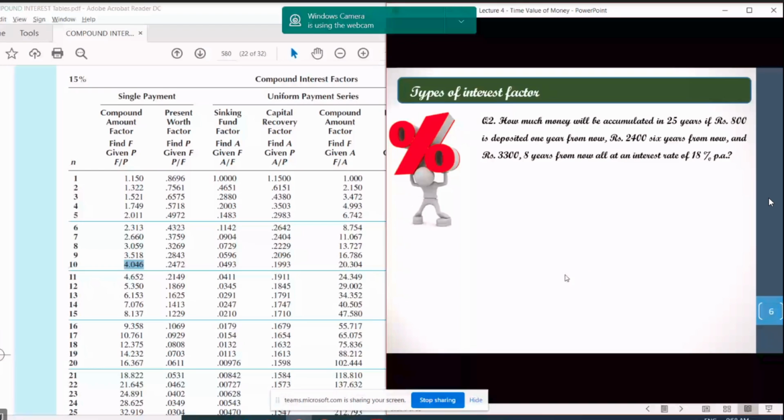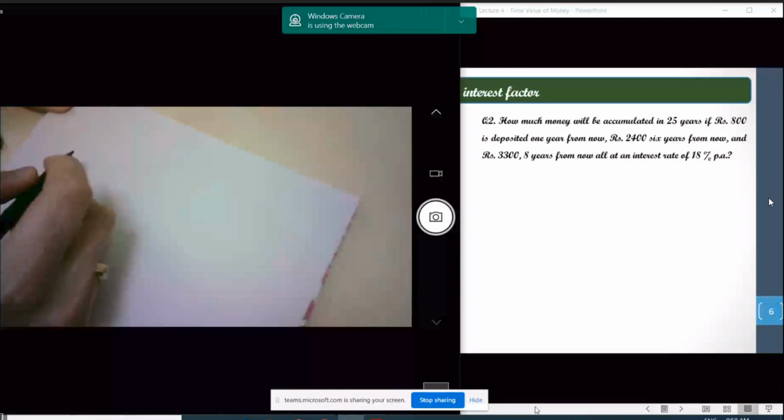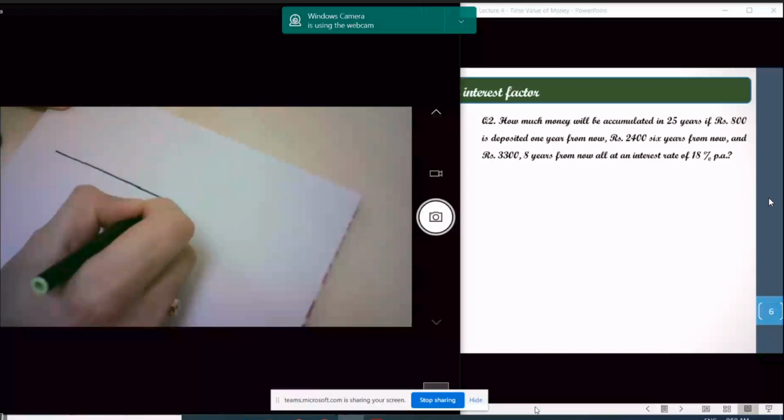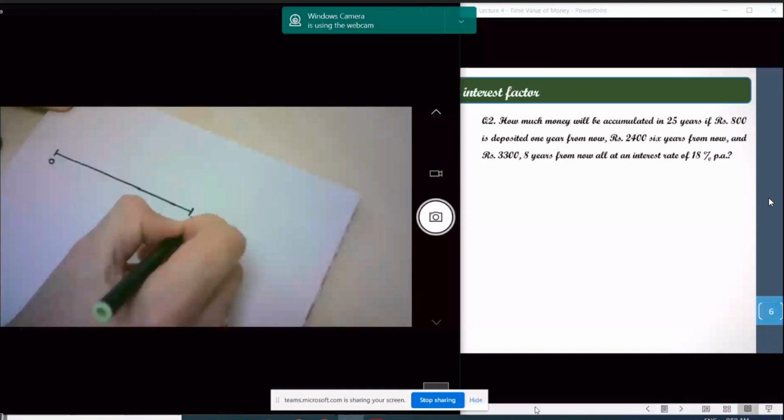So I have the camera open, and I will draw it here. If the image is not clear, please let me know. So what would be the time frame here? 25 years, right? So I will draw a horizontal line from 0 to 25. This is my time frame.